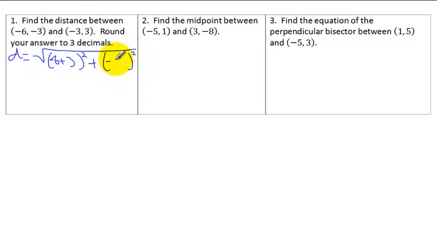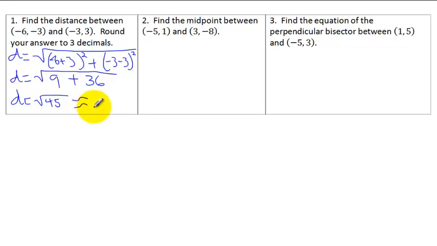So I have a -3 minus 3, and then you get d equals square root of, so this -6 plus 3 is -3 squared. That's a 9. And here this -3 minus 3 is -6. But when I square it, I get a positive 36. So we have that the distance between these 2 points is the square root of 45. And then you could plug that in a calculator and get it to 3 decimal places. I don't have a calculator right in front of me, so I'm going to stop there. That's just simple plug in a calculator.